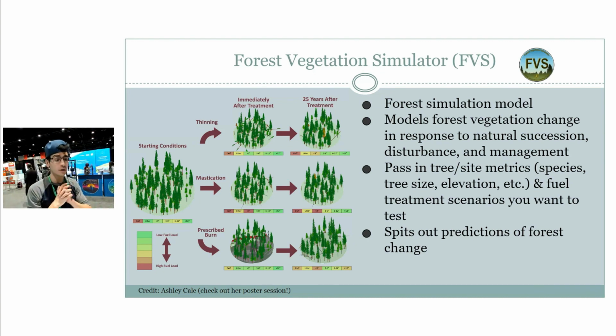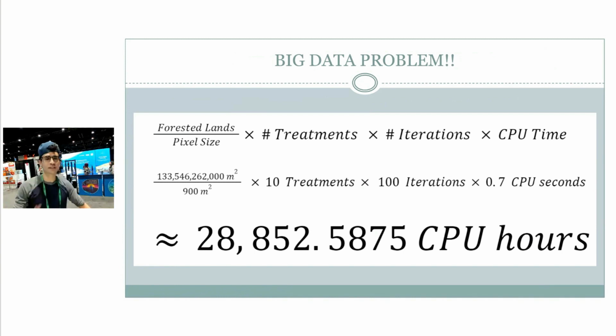So we want to be able to quantify carbon emissions from these fuel treatments, and we're doing this through a model called the Forest Vegetation Simulator, or FVS for short. It's a forest simulation model. It models forest vegetation change in response to natural succession, disturbance, and management. Essentially, how it works is you pass in tree metrics, things like the species, the diameter at breast height, the age of the tree, site metrics like elevation, slope, and aspect. And then the fuel treatment scenarios. That all goes in together into this model to essentially create these predictions of what these forests will look like after, say, 25 years.